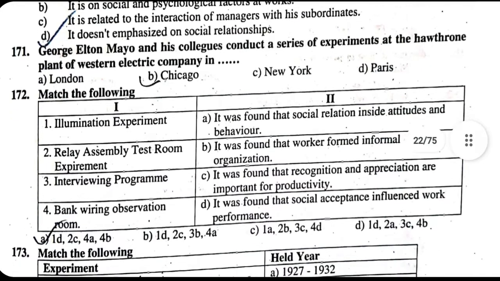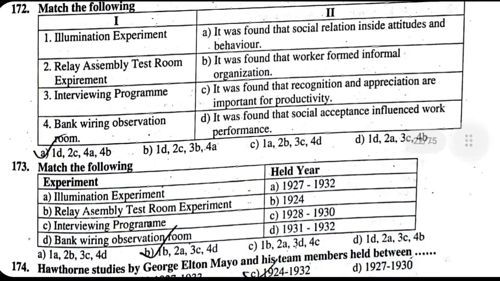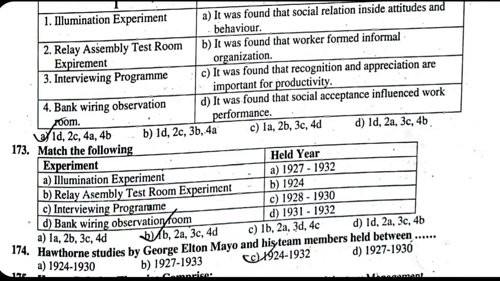173. Match the following. Elimination experiment: 1924. Relay assembly test room experiment: 1927 to 1932. Interviewing program: 1928 to 1930. Bank wiring observation room: 1931 to 1932. 174. Hawthorne studies by George Elton Mayo and his team members were held between 1924 to 1932.